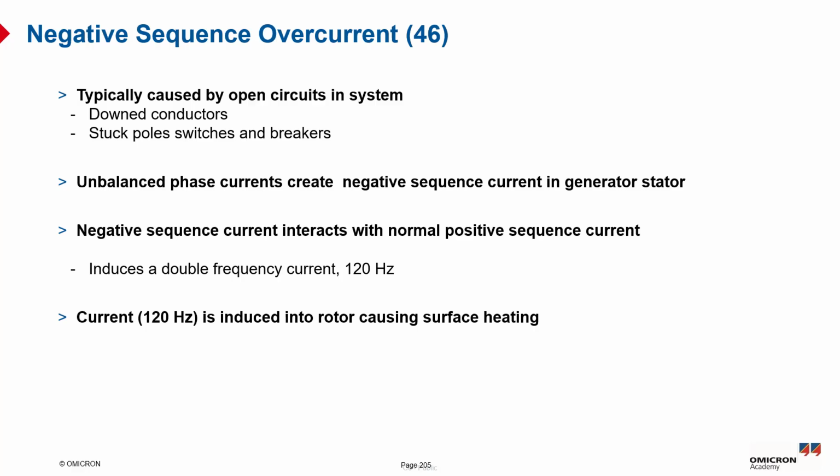When one or more phases carry different currents, this imbalance produces a negative sequence current in the generator stator, and this negative sequence current interacts with normal positive sequence currents, creating a resultant effect that induces a double frequency current, typically at 120 Hz in the rotor if the nominal frequency is 60 Hz, and 100 Hz if the nominal frequency is 50 Hz. This induced current flows on the rotor surface, leading to additional heating.